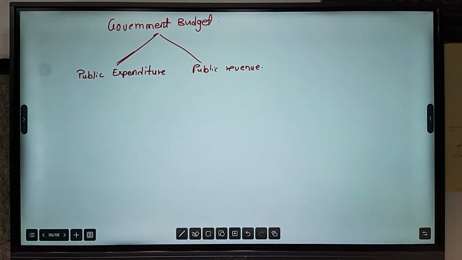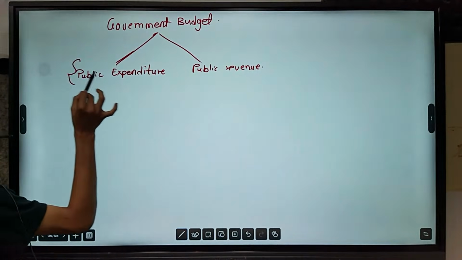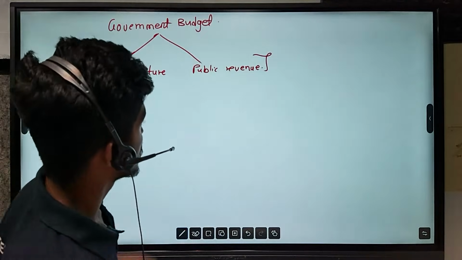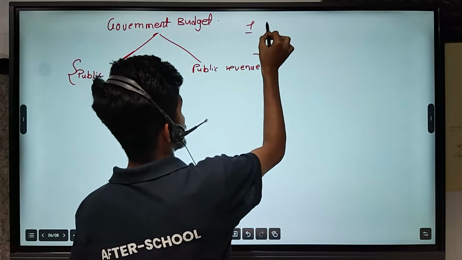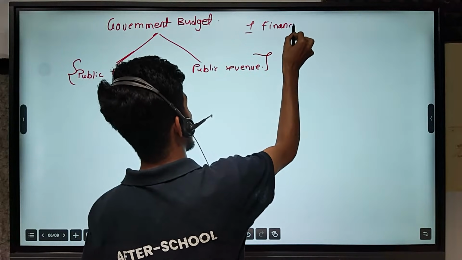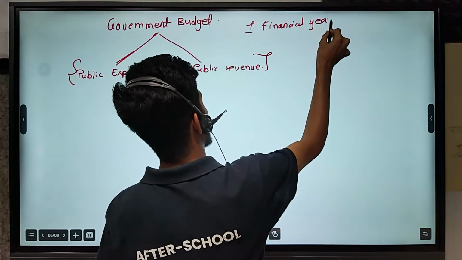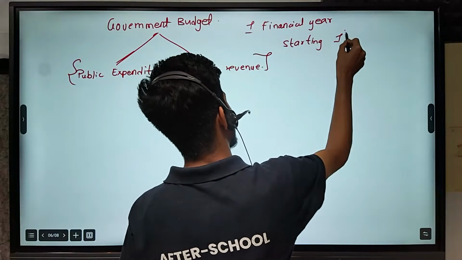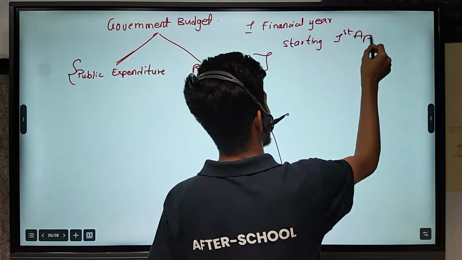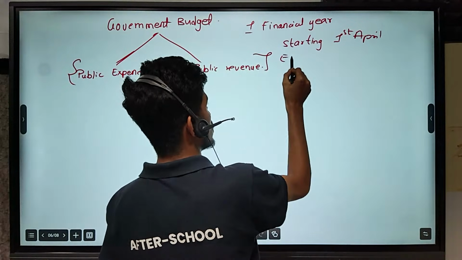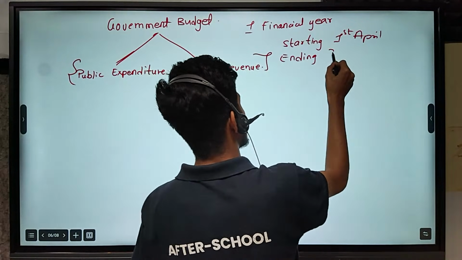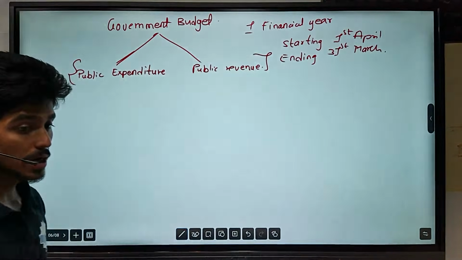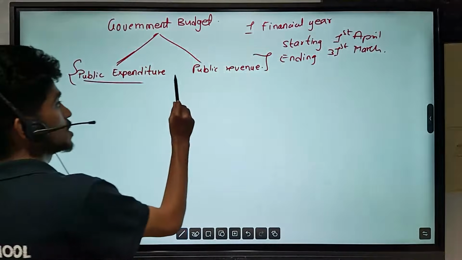Government budget is the total budget for one financial year. Government budget is prepared for one financial year, starting from 1st April and ending on 31st March. Remember this much. And then you have to remember it is composed of public expenditure and public revenue.